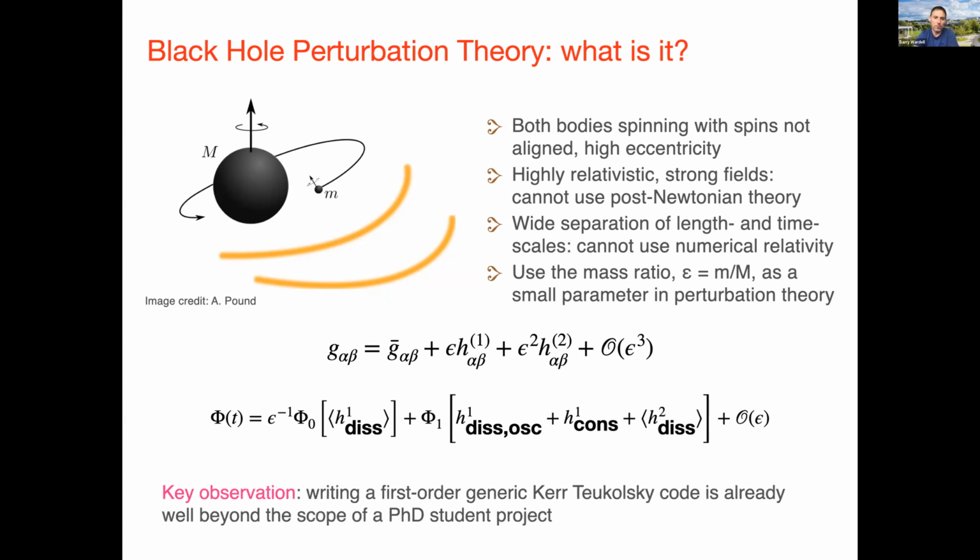And as soon as you do that, you make one key observation, which is that just writing a code for doing, for example, generic Kerr orbits using the Teukolsky equation to solve for this H1 dissipative on its own is already beyond the scope of what you would reasonably ask a PhD student to do in their project. And any hope of going all the way to the end here is really a big challenge.